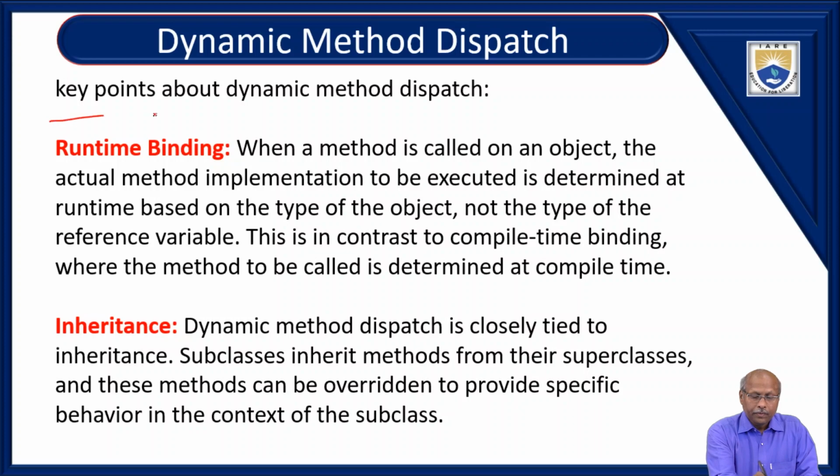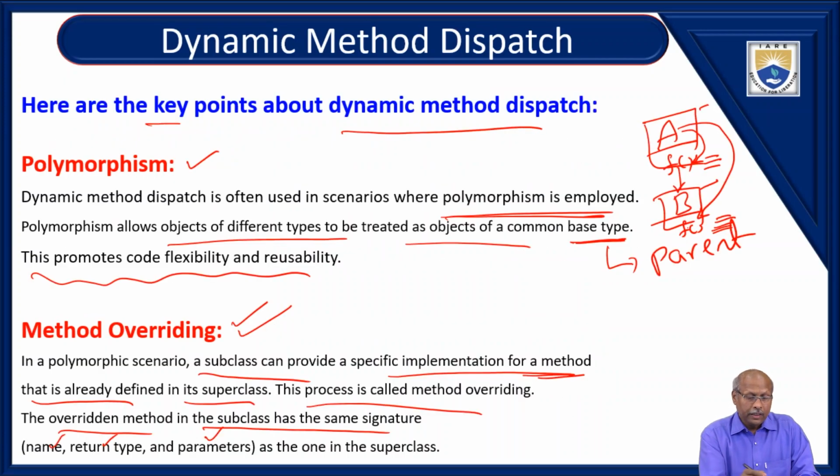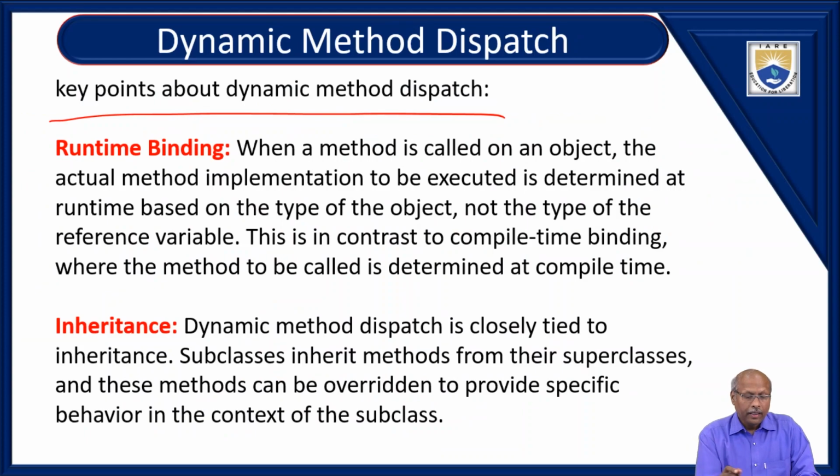Then you will see some more important points. Actually, there are 4 points. This is the first point. The polymorphism concept is the first one. The second one is method overriding. And the third one is runtime binding. That means during runtime it will bind. This method will be executed during runtime.